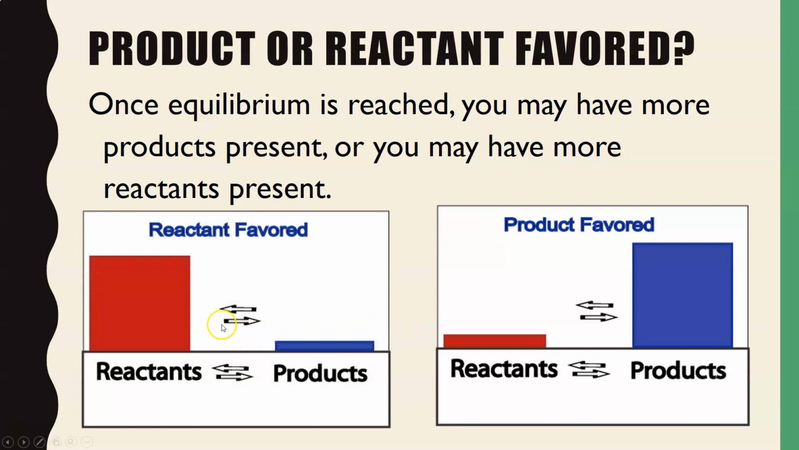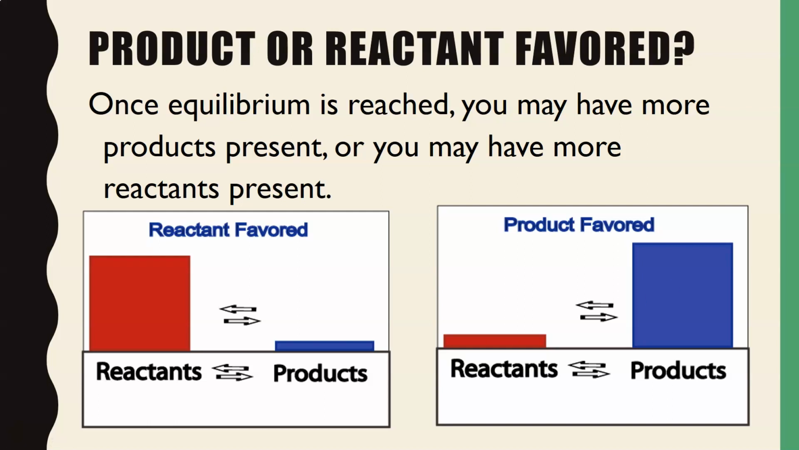Once you reach equilibrium, maybe you haven't used up a lot of reactants, so you still have a lot of them left. Or maybe you've made a ton of products and you only have a little bit of reactants left. We're very interested in the quantities that we have, so we'll be doing a lot of calculations trying to find the concentrations that exist once you're at this point.